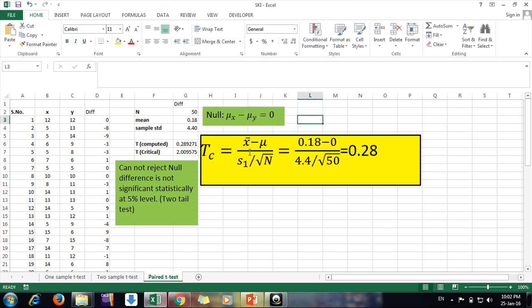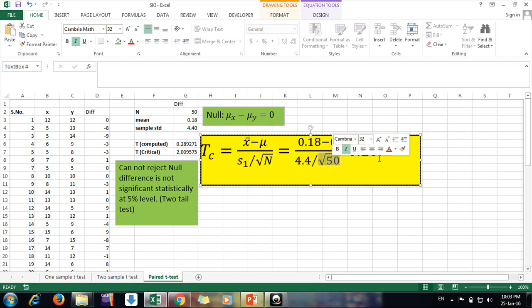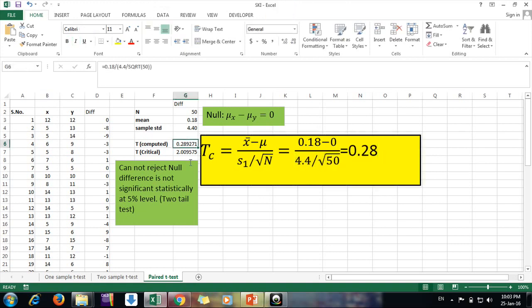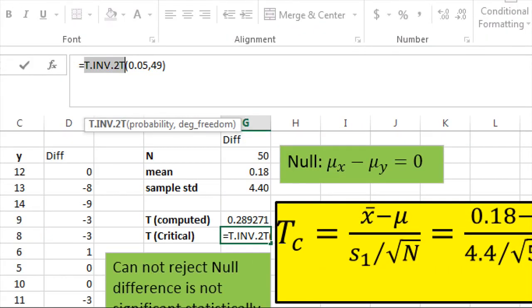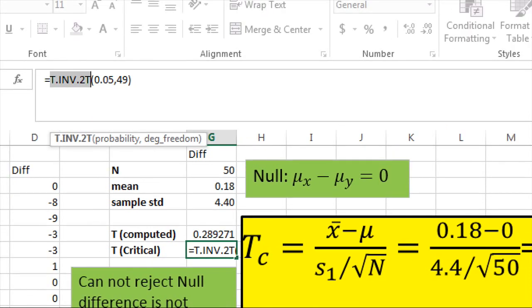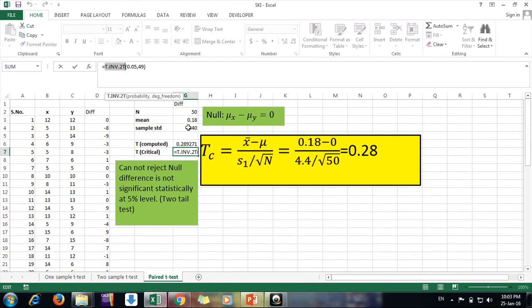For that purpose I am doing the test. The mean minus mu, where the hypothetical value is 0, so x bar is 0.18, divided by the sample standard deviation, 4.40, divided by the square root of n. So it comes to 0.28. The critical value I compute with the function T.INV.2T, remember, the two tail inverse function. We know the probability is 0.05, the conventional level, by which we get the t value for degrees of freedom n minus 1, that is 50 minus 1, 49.